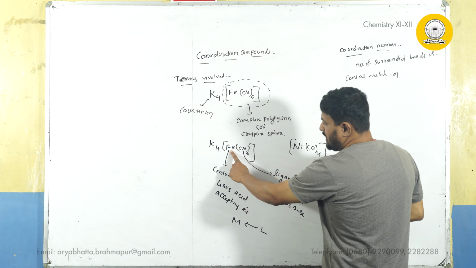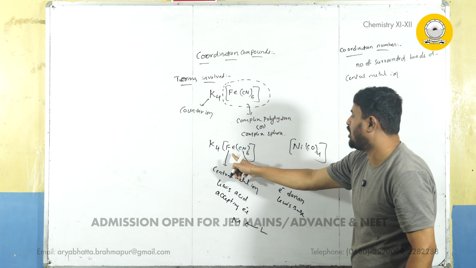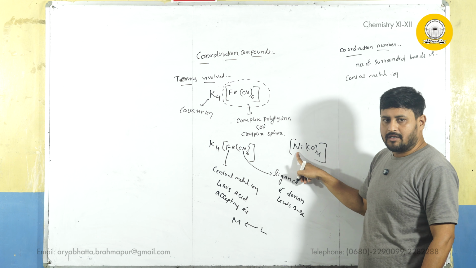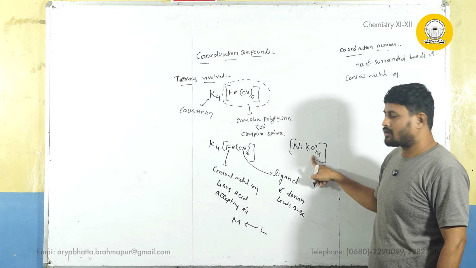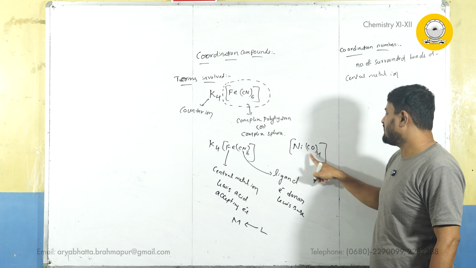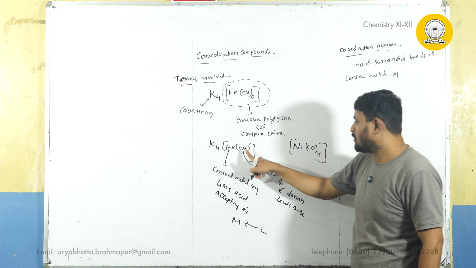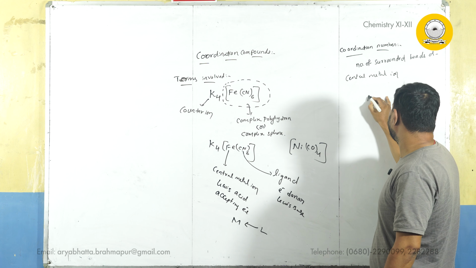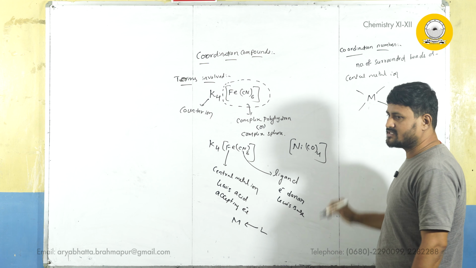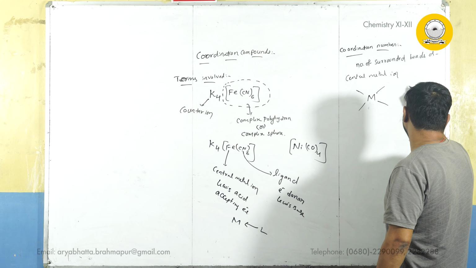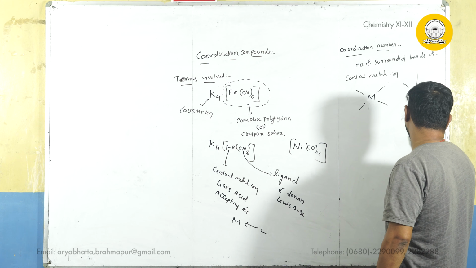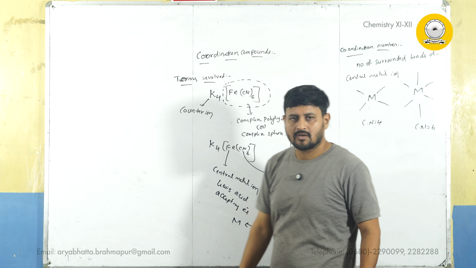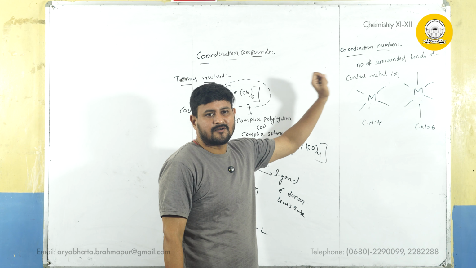Here the central metal ion iron is surrounded by how many cyanide ions? 6. That means coordination number 6. Here nickel is surrounded by 4 carbon monoxide, I mean carbonyl, that is 4, coordination number 4. The coordination number is the surrounded bonds of the central metal ion. If the central metal ion is surrounded by 4, the coordination number is 4, and if by 6, the coordination number is 6. Okay, this is the coordination number.